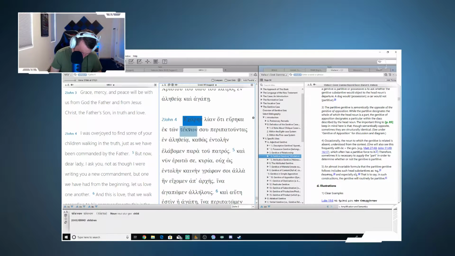Continuously walking in truth, just as a commandment we received from the Father. Interesting. Then RSV says, just as we have been commanded by the Father, but this is plural aorist active indicative, and this is just the word for commandment.